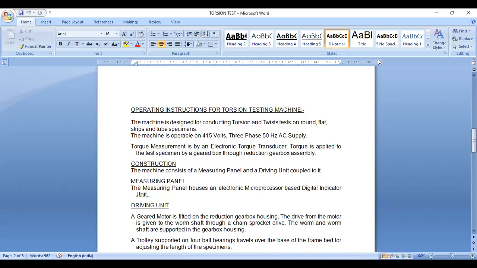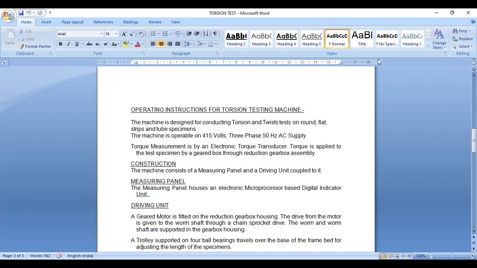Thus, the construction of the machine is that we have a measuring panel and a driving unit coupled to it. The driving unit means a motor and gearbox, and in the measuring panel we have an electronic transducer which will measure the amount of twist we are applying on the machine, and the final twist, and how we will store the last value on the machine. I will discuss that in due course.